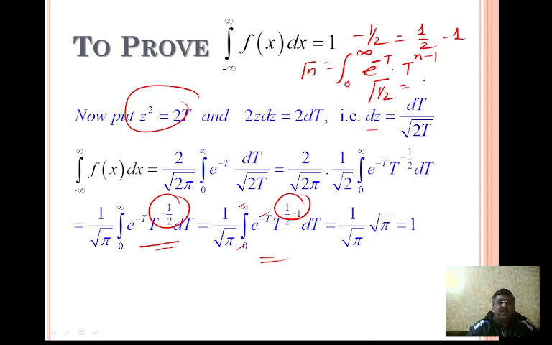And gamma half is nothing but root pi. All this we have already covered in the special functions, right? If you want to visit the special functions, do comment to me on that. I will make a video on special functions as well.